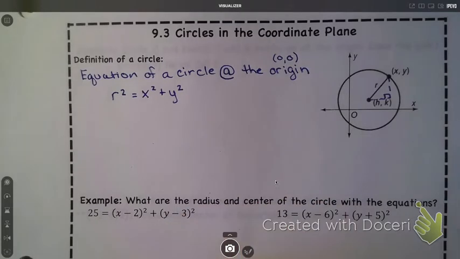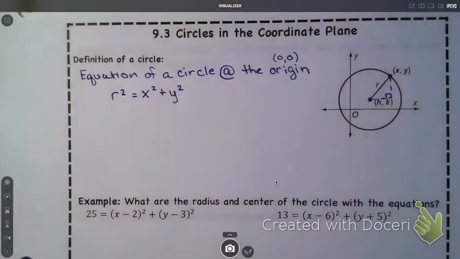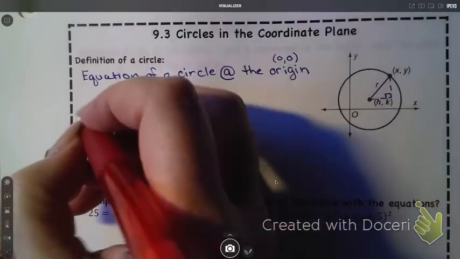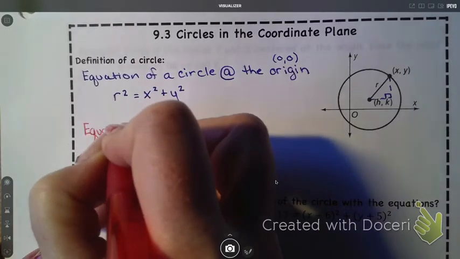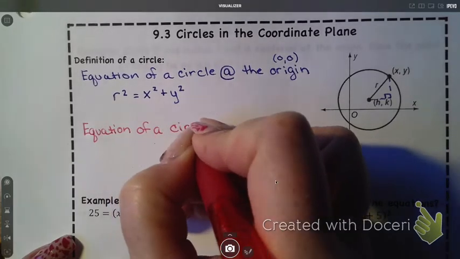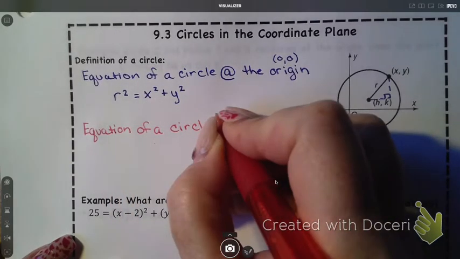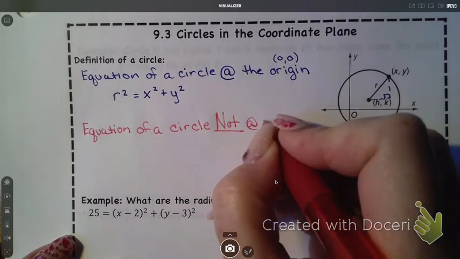Okay. I alluded to it, since we've done the Pythagorean theorem, the Pythagorean theorem, the distance formula, and the equation of a circle are all the same thing. That doesn't quite look like the distance formula, does it? But what if I show you the equation of a circle not at the origin?